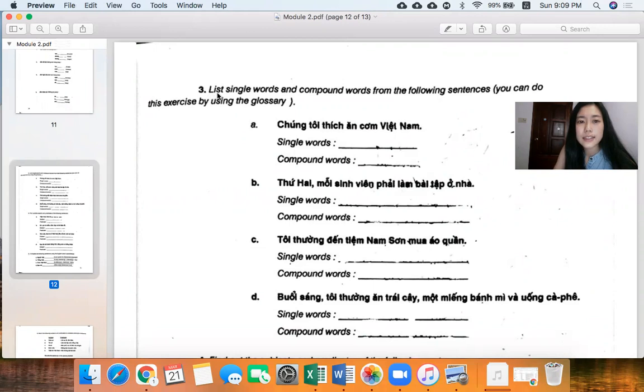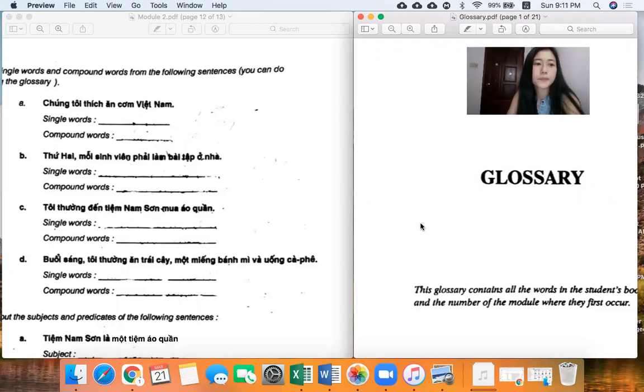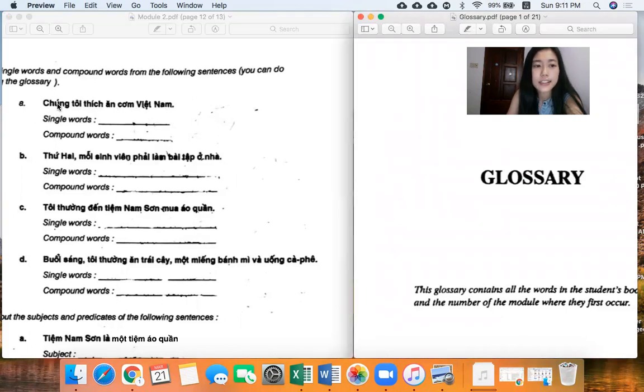3. List single words and compounded words from the following sentences. You can do this exercise by using the glossary. First, I will open the glossary of this book. A. Chúng tôi thích ăn cơm Việt Nam. Let's check chúng tôi.